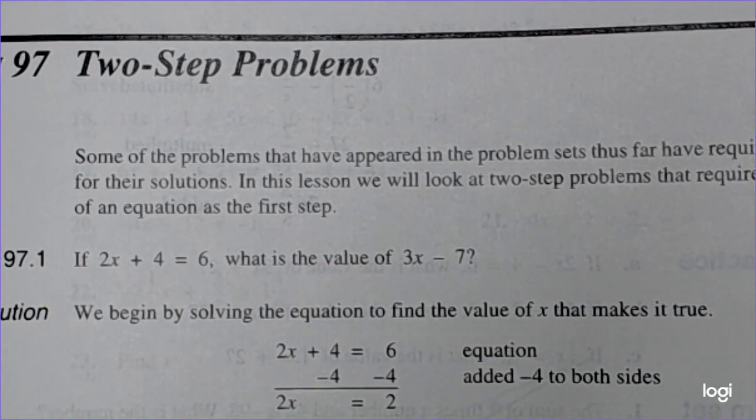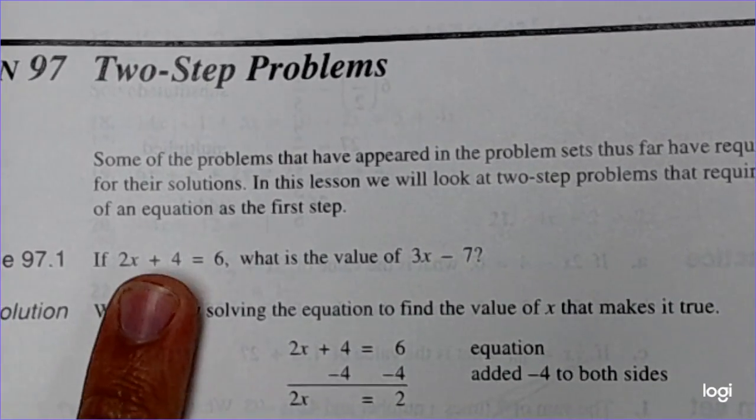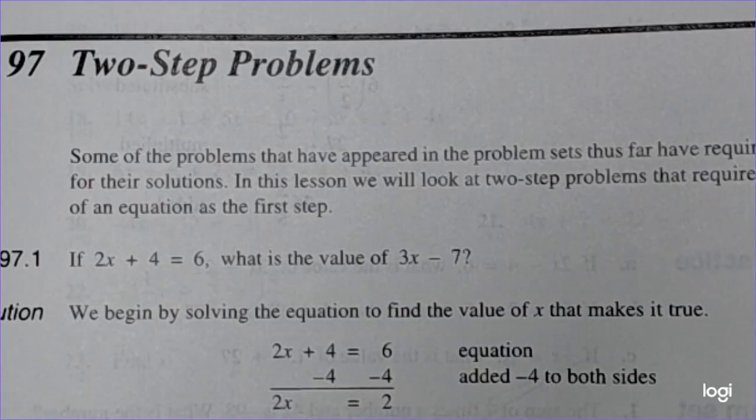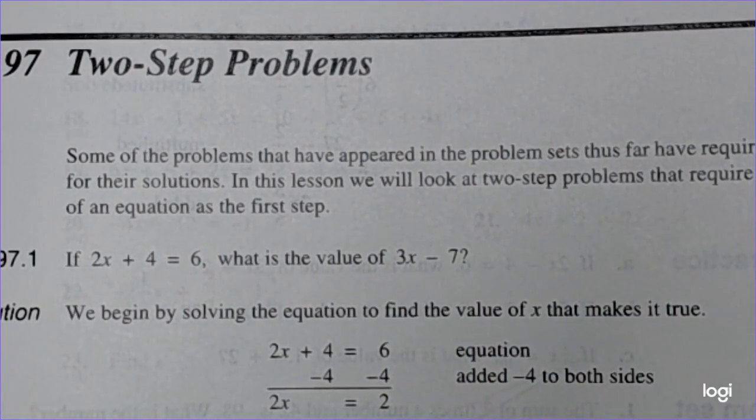So that's the two-step process. The first step in the process is to find the value of x. Once I find the value of x, then I can learn the value of 3x minus 7. So let's go ahead and do this problem on paper so we can get a feel for how.